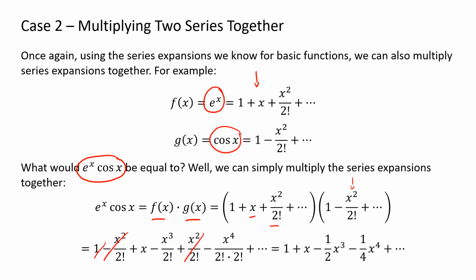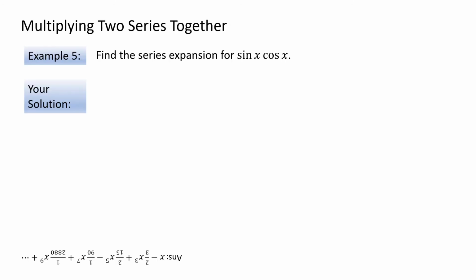And our final term is plus x to the exponent 4 divided by 2 factorial times 2 factorial, which is 4. So that gives us plus 1 over 4 times x to the 4. So it's as simple as multiplying them together and then simplifying by collecting like terms. So let's look at a second example of multiplying two series together. Find the series expansion for sine x times cosine of x.